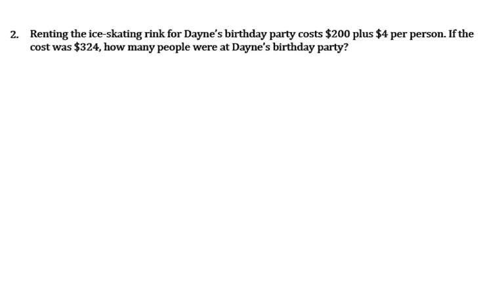Number 2. Another problem. Renting the ice skating rink for Dane's birthday party costs $200 plus $4 per person. If the cost was $324, how many people were at Dane's birthday party? So, we know we're dealing with people, and cost again. So we're also told it's $200 plus $4 per person. So that $200 is the initial fee. Then you add to that for every person, you add $4. So we could go 4 times P. P we'll say is for people.